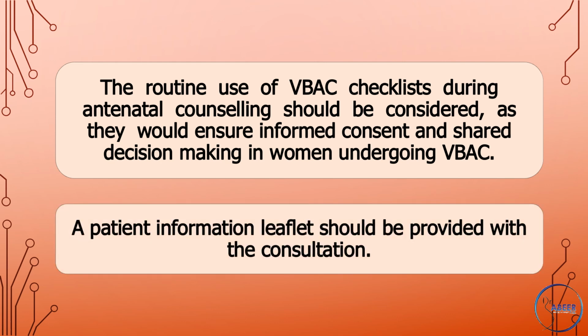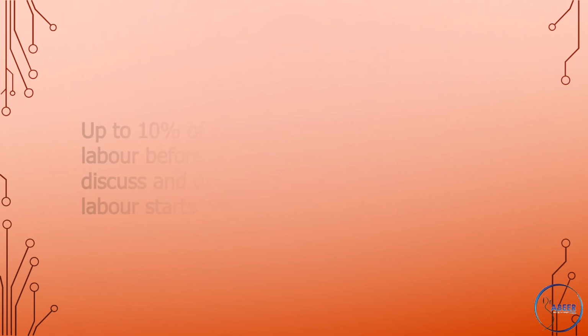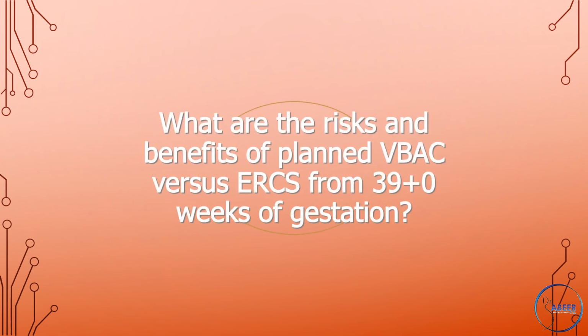A patient information leaflet should be provided with the consultation. Up to 10% of women scheduled for ERCS, or elective repeat cesarean section, go into labor before 39 plus 0 weeks. It is good practice to discuss and document a plan for delivery if labor starts prior to the scheduled date. What are the risks and benefits of planned vaginal birth after previous cesarean delivery versus elective repeat cesarean section from 39 plus 0 weeks of gestation?